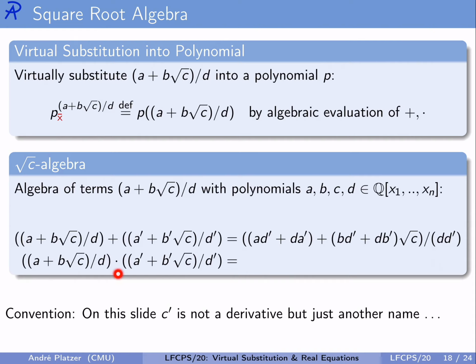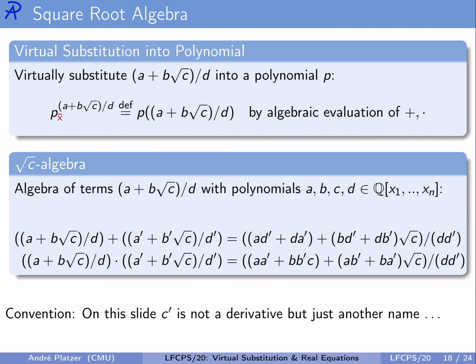Do we do it for multiplication? Well, like that, except we don't need to bring things artificially on top. We just multiply the tops and multiply the bottoms, right? So that will also give us dd prime, just by having multiplied that. But now we multiply this with that, and that certainly gives us a times a prime.